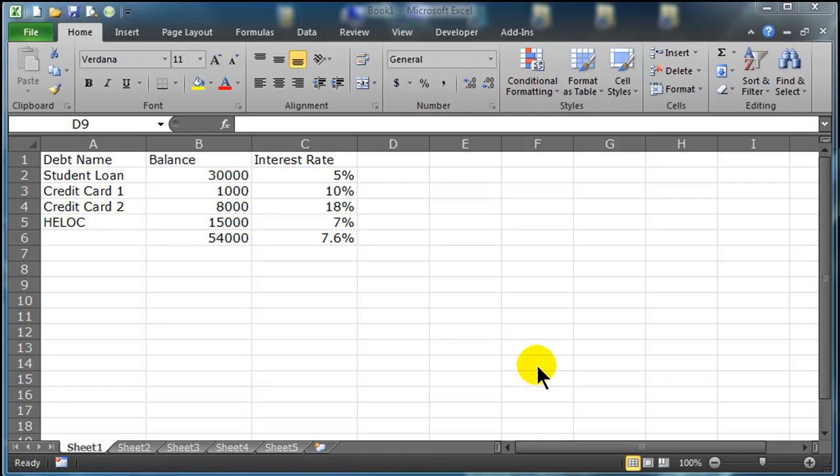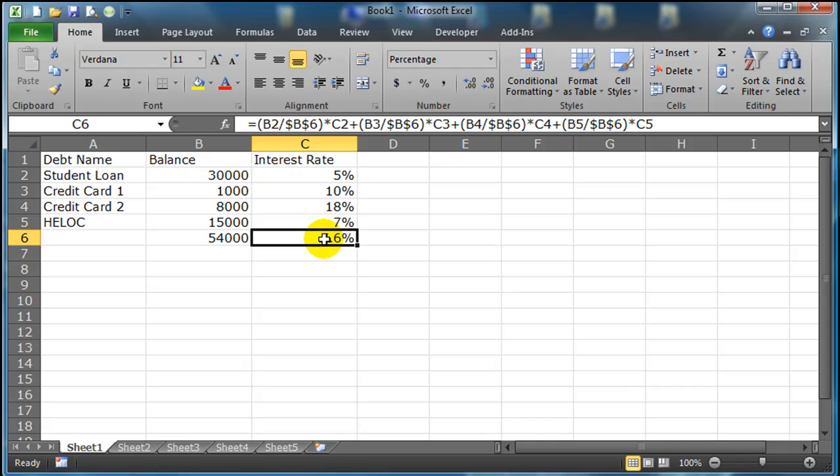Hey, this is Ralph, and in this video I want to continue working on managing some debt with Excel. So in my last video, we figured out what our weighted average was going to be for multiple sources of debt with varying interest rates. So a weighted average calculation.